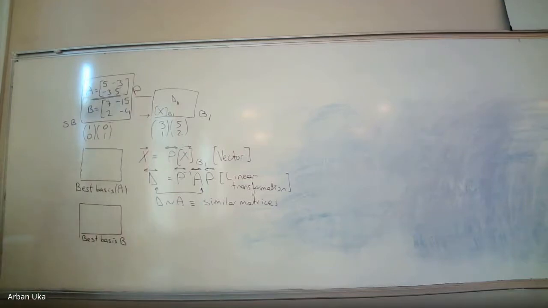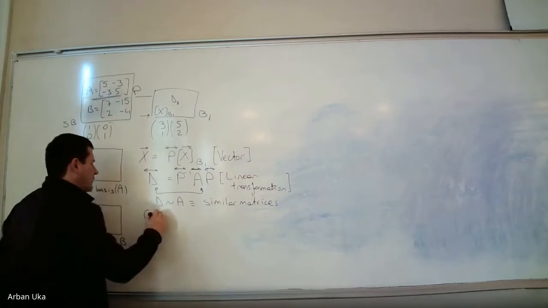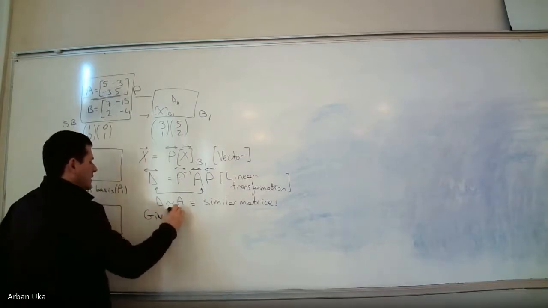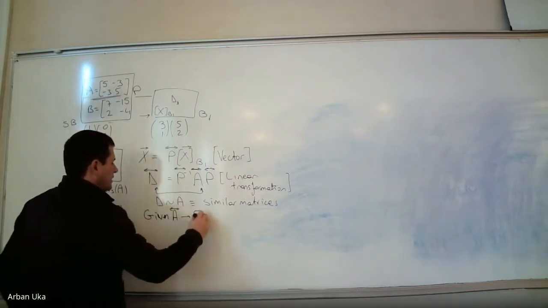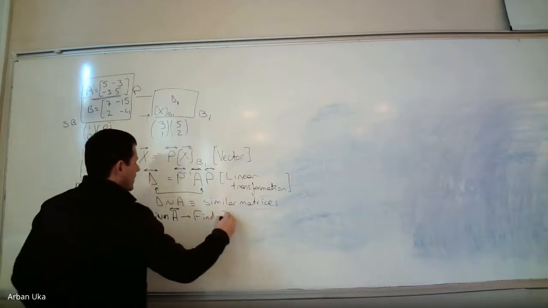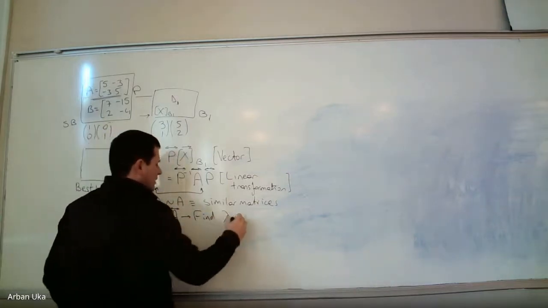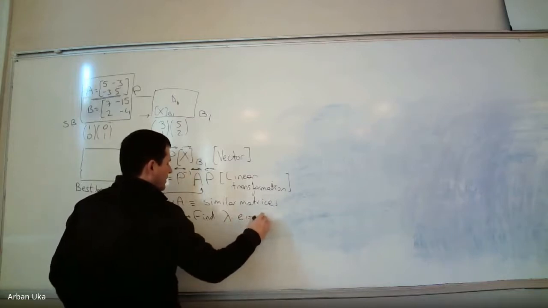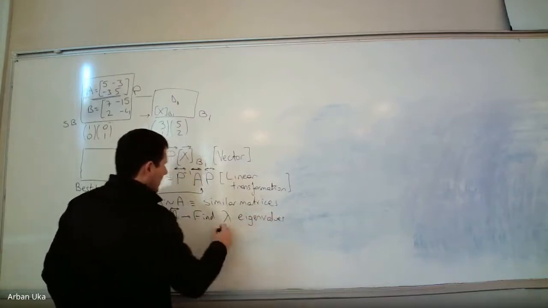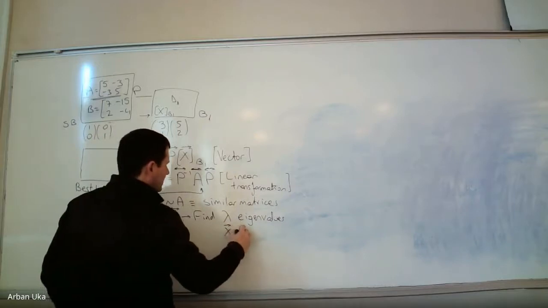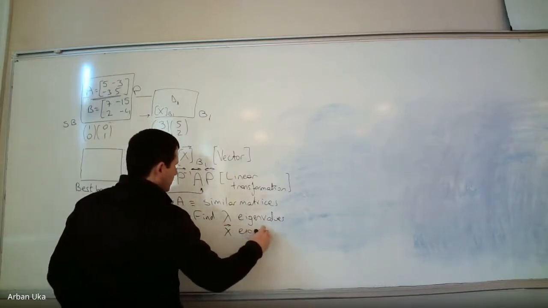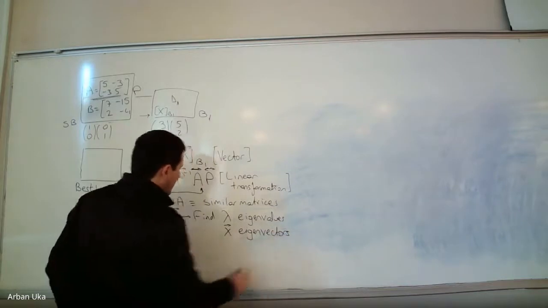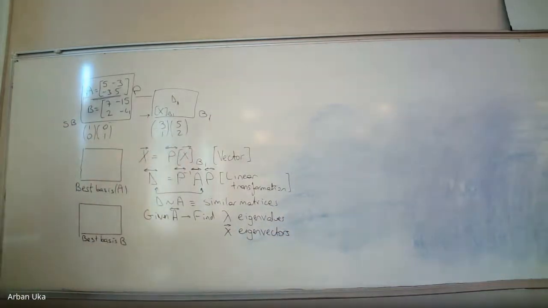How can we do this? We mentioned from the last time that given any matrix A, we have to find the eigenvalues, which are lambda i, and also the eigenvectors, vectors x. In principle, the eigenvalues and eigenvectors are both equivalent.